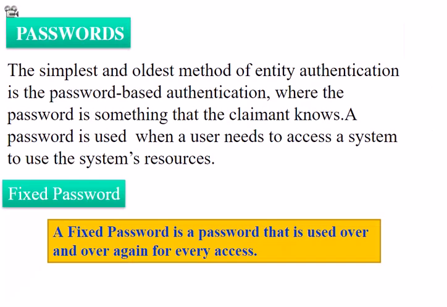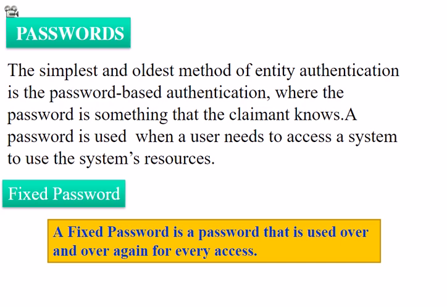Password. The simplest and oldest method of entity authentication is password based authentication, where the password is something that the claimant knows. A password is used when a user needs to access the system to use the system resources. Each user has a user identification that is public and a password that is private. We can divide authentication schemes into two groups, one for fixed password and another for one-time password.